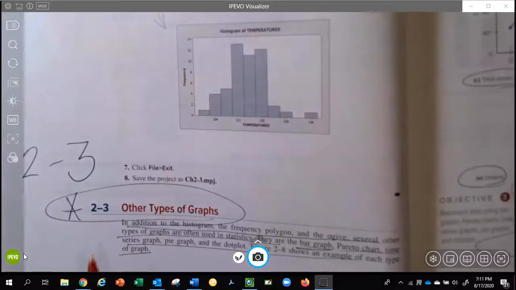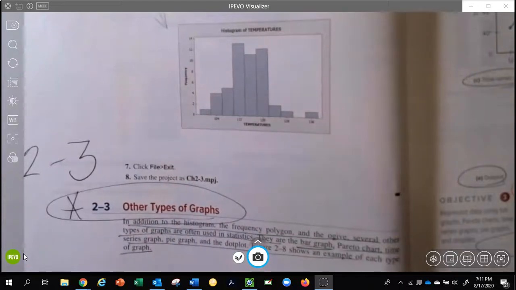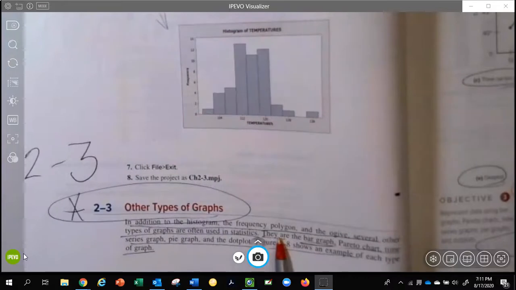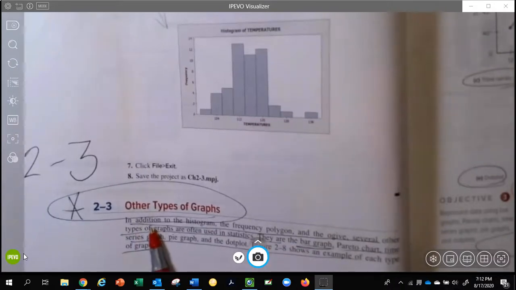We are now in section 2-3, and the title of this section is Other Types of Graphs. So get out your sticky notes, your index cards, whatever you're using for vocabulary, and to show yourself examples so that you know what types of graphs to draw during the homework and during the test, to familiarize yourself with them and their processes. We're going to break these down in this section starting here.